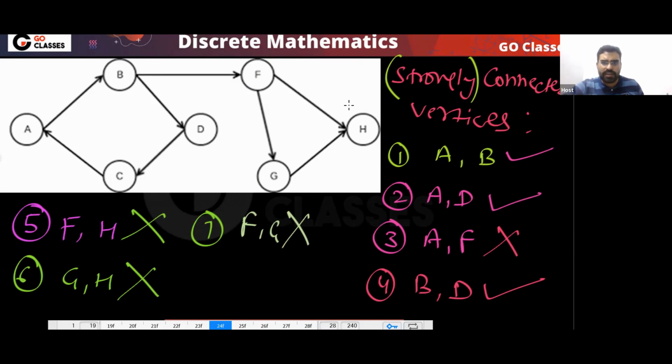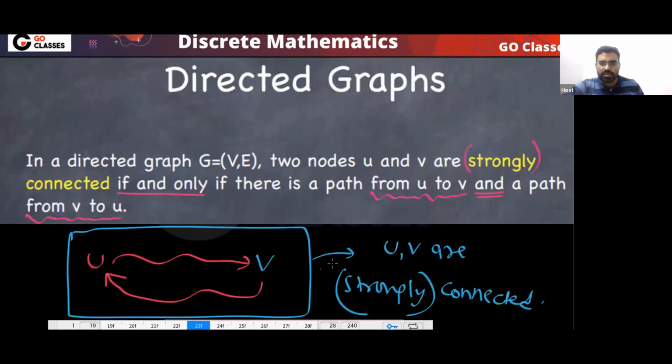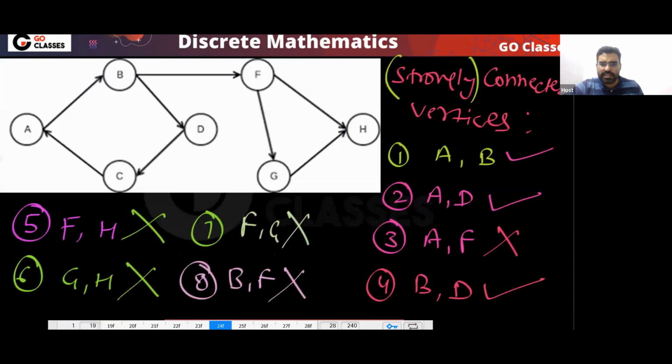Please let me know if anyone has any doubt. Let's see B comma F. There is a path from B to F, but there is no path from F to B. So these are also not strongly connected. So the definition is very simple. Two vertices are strongly connected if you have a path from U to V, and you have a path from V to U.